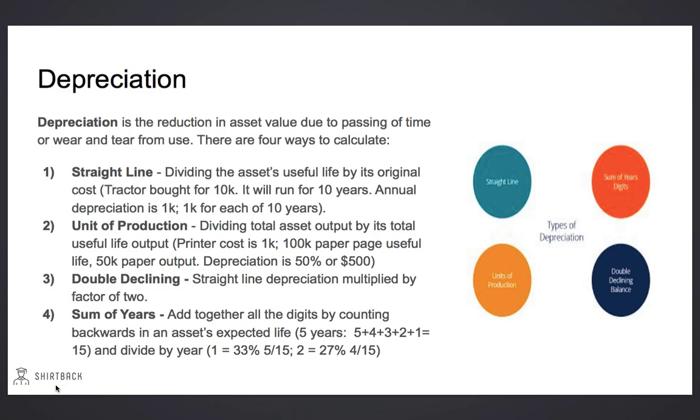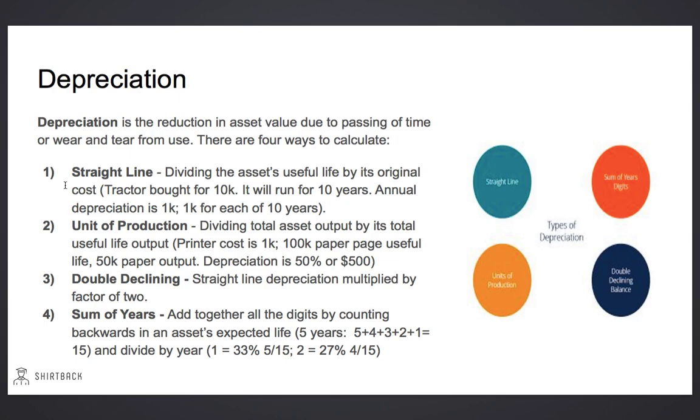Depreciation is the reduction in an asset's value due to the passing of time or wear and tear. There are 4 ways we can calculate depreciation: straight line, unit of production, double declining, and sum of years. Let's take a moment to discuss each one.